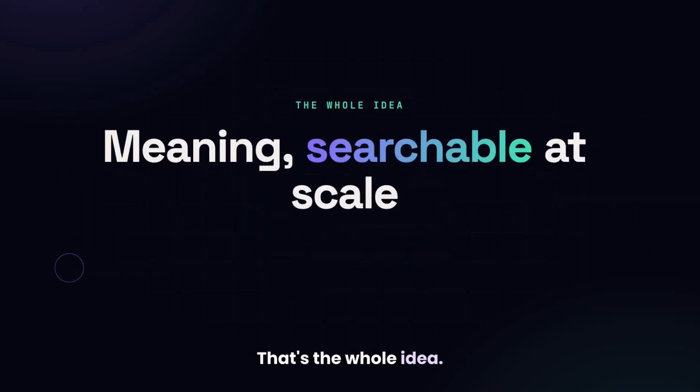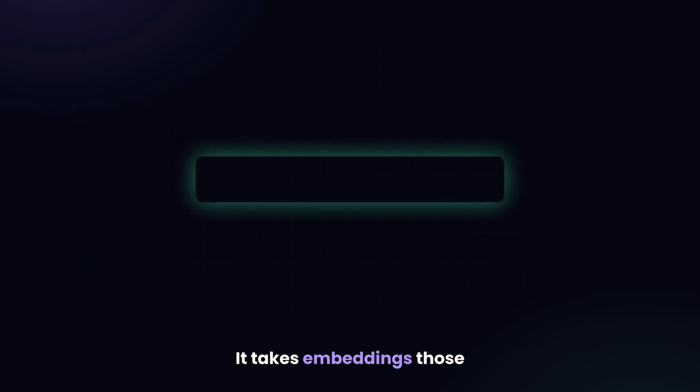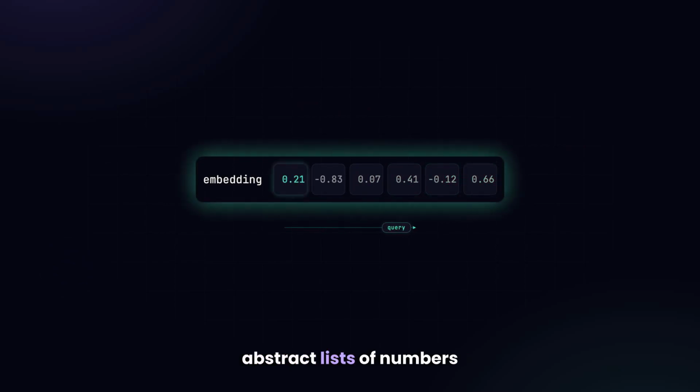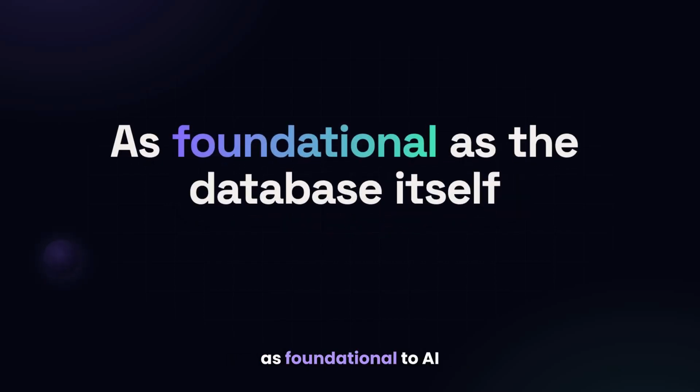That's the whole idea. A vector database makes meaning searchable at scale. It takes embeddings, those abstract lists of numbers, and turns them into something you can actually query in real time. And it's fast becoming as foundational to AI as the relational database was to the web.